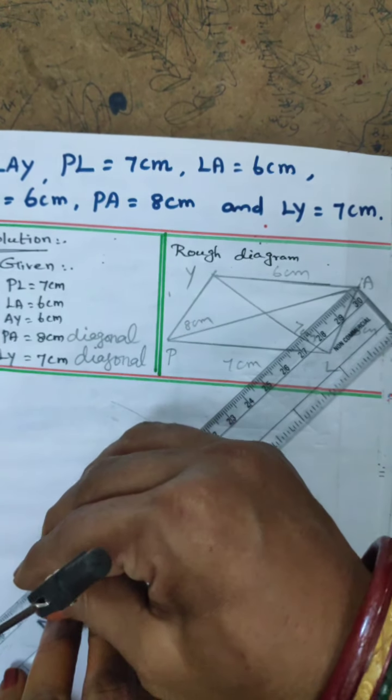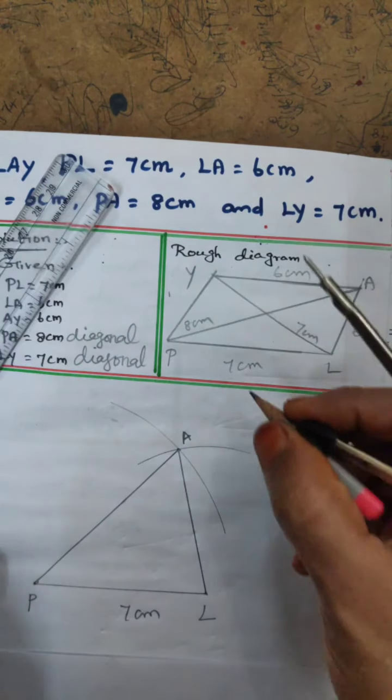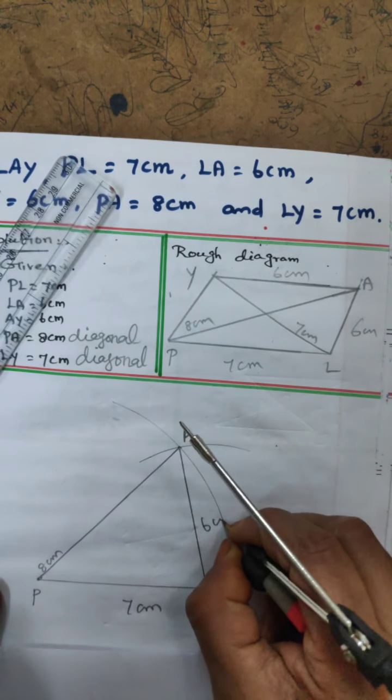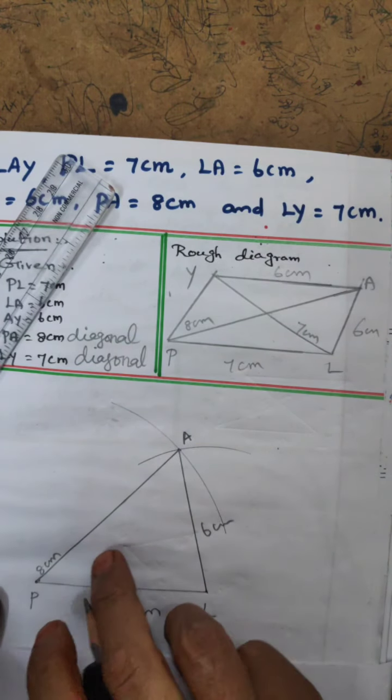Join after, what do they want to do there? Write in centimeters. Here you write 8 centimeter. Here you write 6 centimeter. One triangle shape work is over.